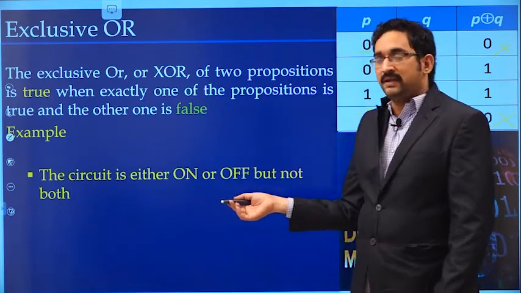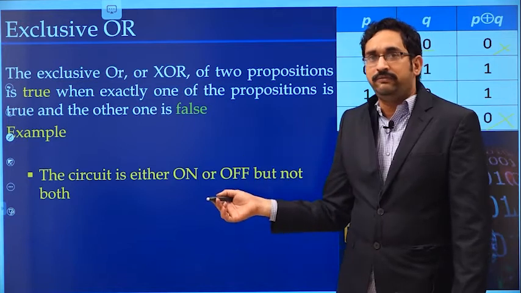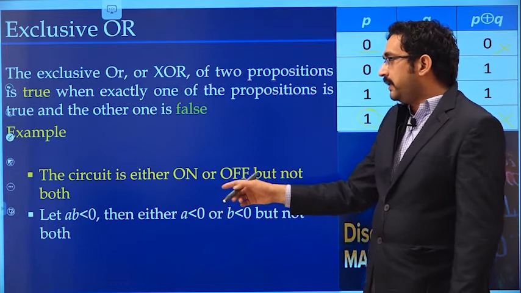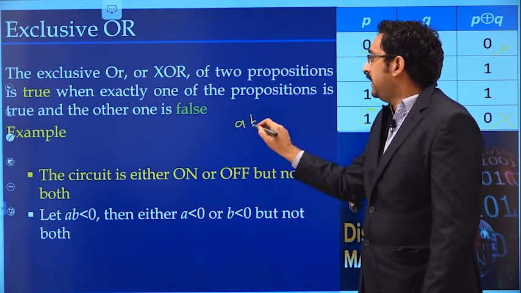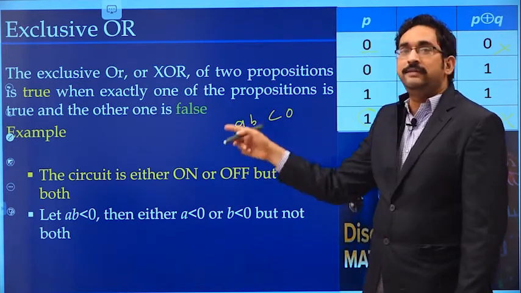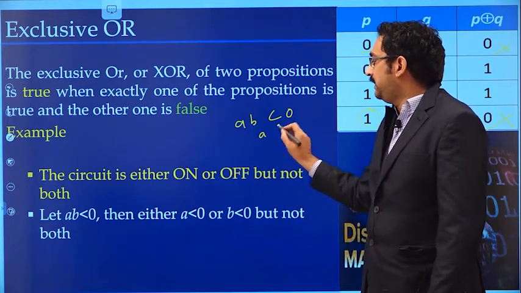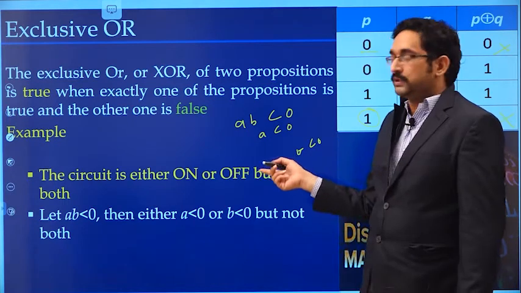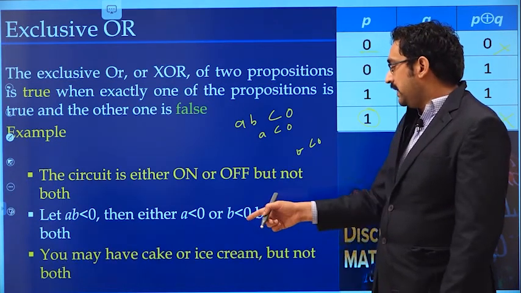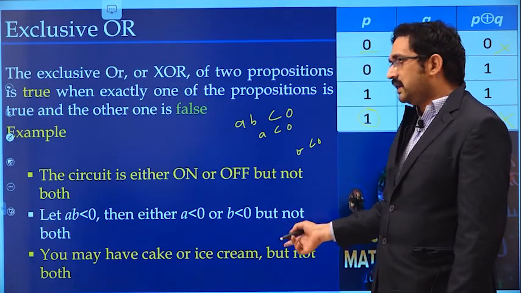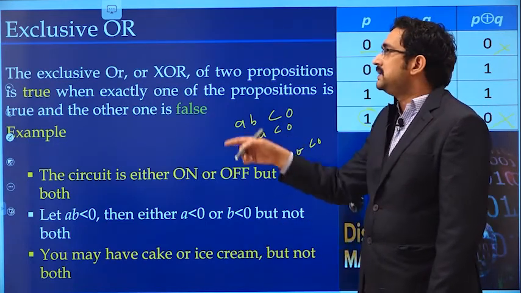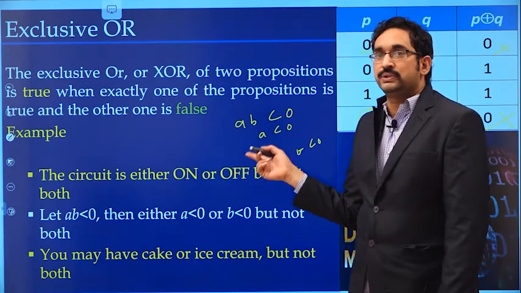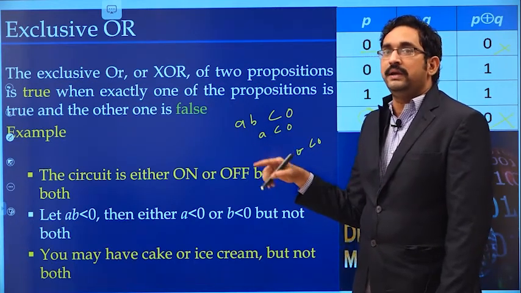See some examples. If you take any circuit, it will be in either on mode or off mode, but not both. Similarly, if you take the product AB is less than 0. If it is true, then either A must be negative or B must be negative, but not both. You may have cake or ice cream, but not both. All these are examples for exclusive OR. So we can say that exclusive OR is true if exactly one of P and Q is true.